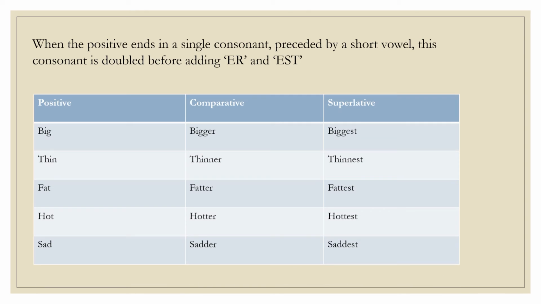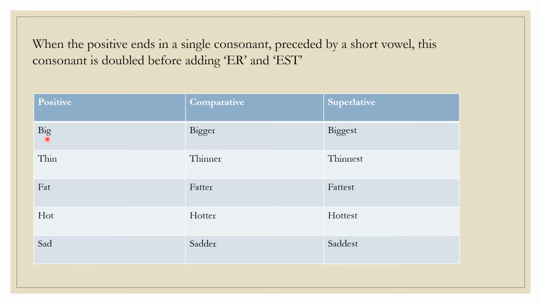When the positive ends in a single consonant preceded by a short vowel, this consonant is doubled before adding ER and EST. Look at this table: positive, comparative, superlative. So when the positive ends in a single consonant, the word is big. It's ending in G. G is the consonant preceded by a vowel, I. I is a vowel. Precede means coming before this consonant G.